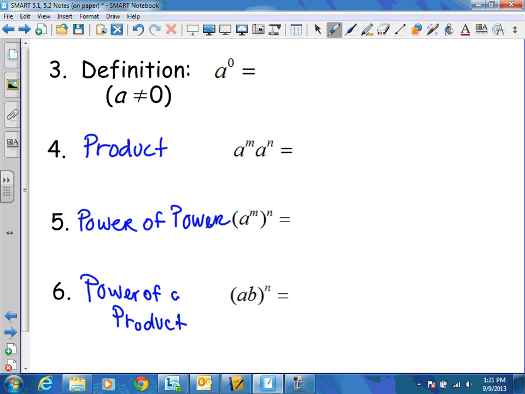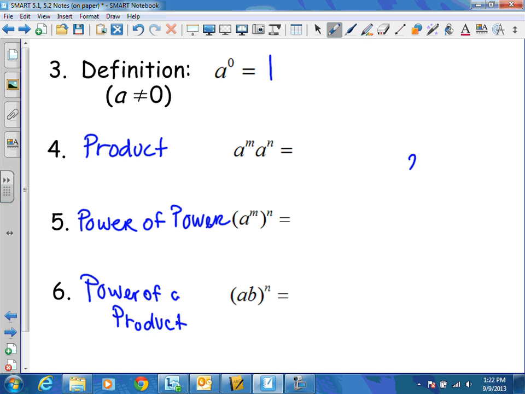All right. Definition. Any number other than 0 raised to the 0 is 1. Do you guys want to know why? Do you want me to show you the why of that? Yes. Okay. My mind's boggled right now.